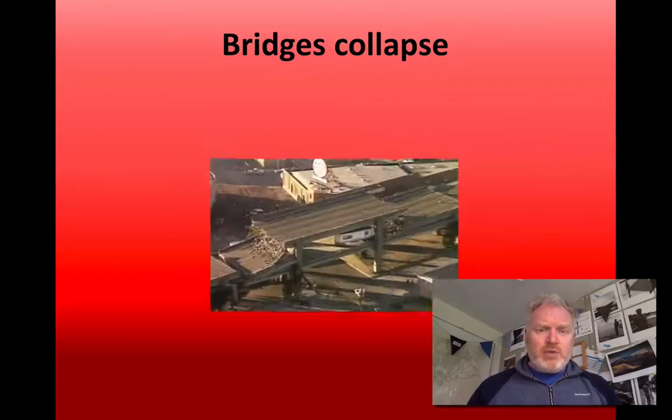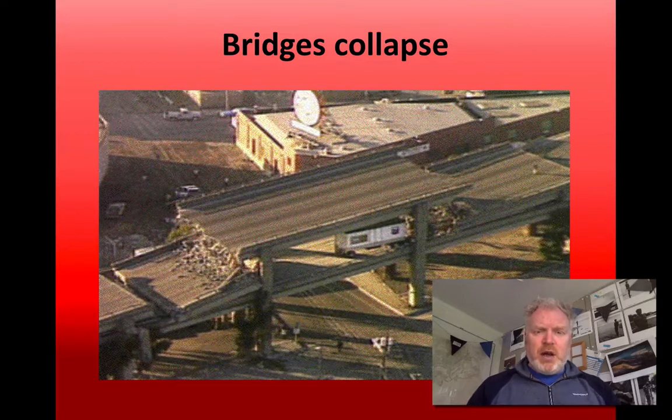Now, some of the structures that are most vulnerable are bridges. This is a picture taken after the 1989 San Francisco earthquake. This was an urban motorway. There were three decks to this. There's the street level, a deck above that, and a deck above that, with carriageway going one way on one deck, carriageway going the other way on another deck.